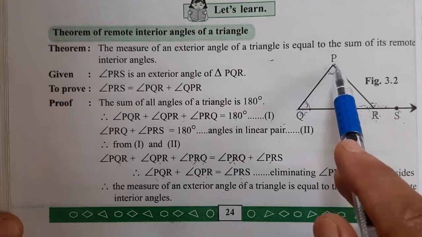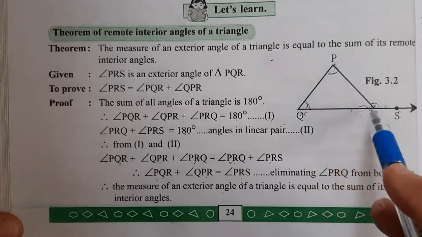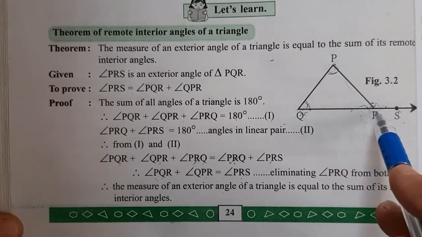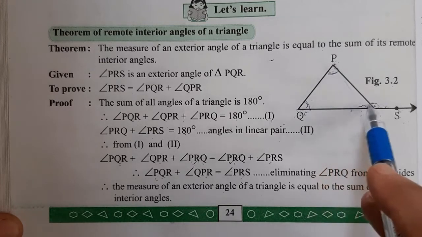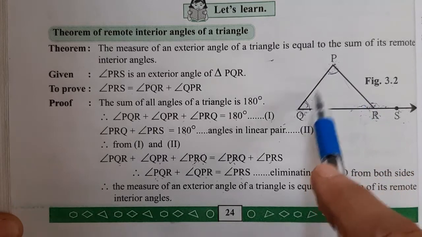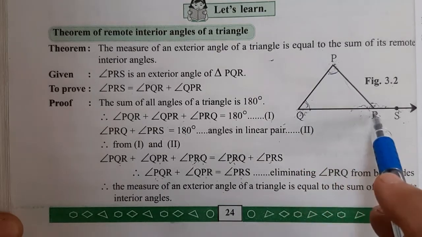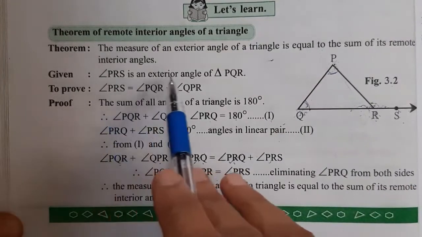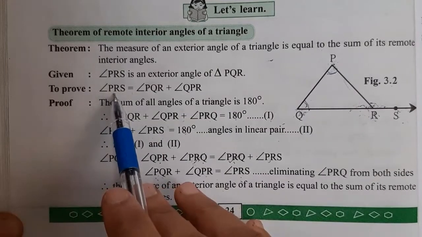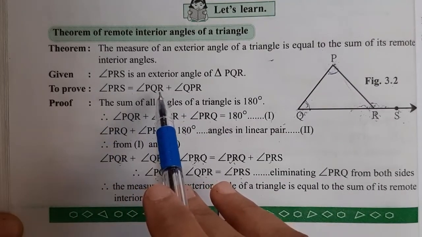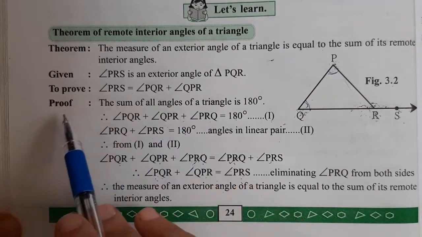In that diagram we can observe triangle PQR is given, and for that triangle PQR, angle PRS is an exterior angle. What we have to prove is that the measure of the exterior angle, that means PRS, equals the sum of the remote interior angles, that means angle PQR plus angle QPR. Given: angle PRS is an exterior angle of triangle PQR. To prove: angle PRS equals angle PQR plus angle QPR. Okay, now see the proof.